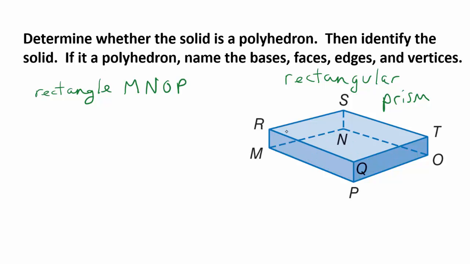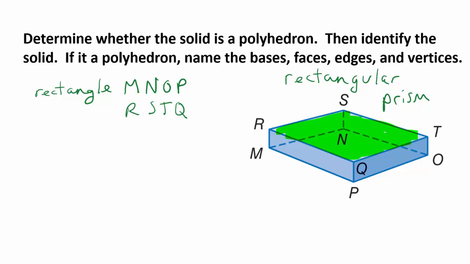Our second base is the one that's going to be parallel right above it. And I'm going to highlight that as best as I can. That one's also going to be a rectangle, but we're going to call that one RSTQ. So those are going to be our two bases for the rectangular prism.